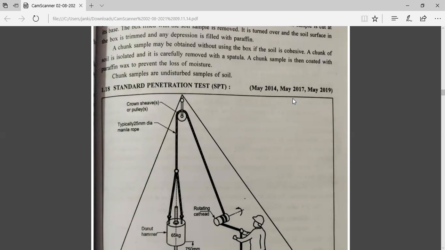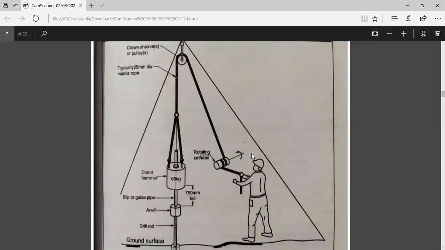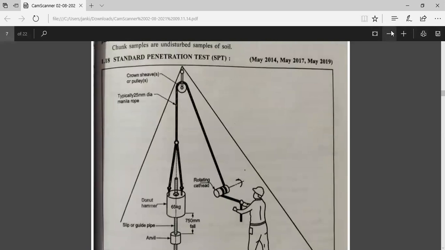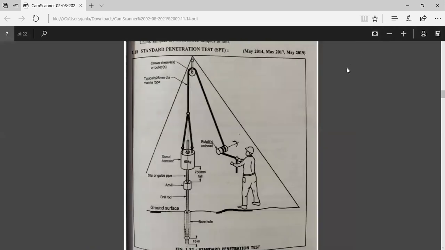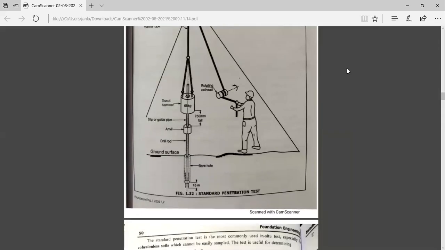Okay, so SPT means standard penetration test, which is given on page number 49 in your book, right.